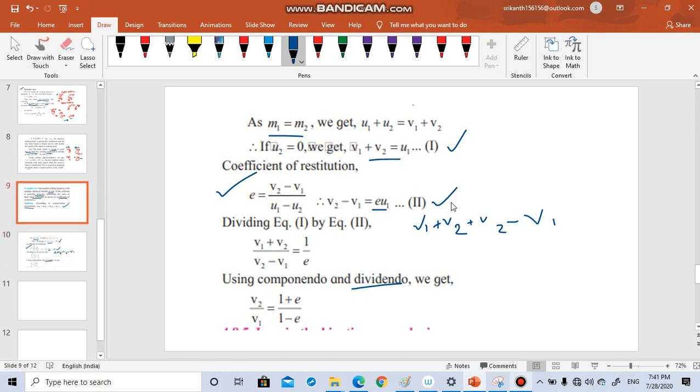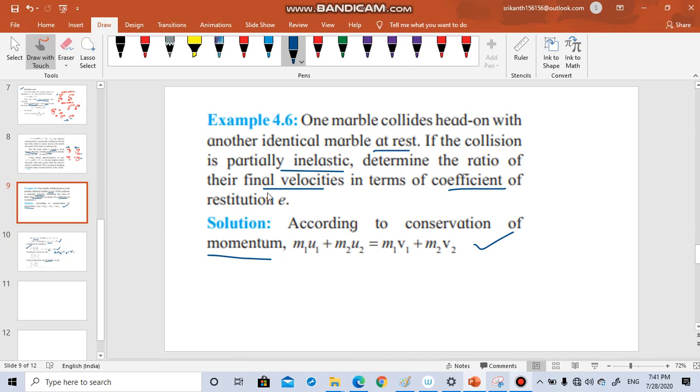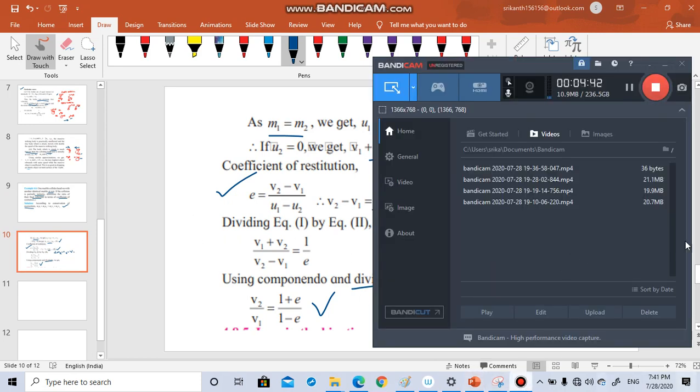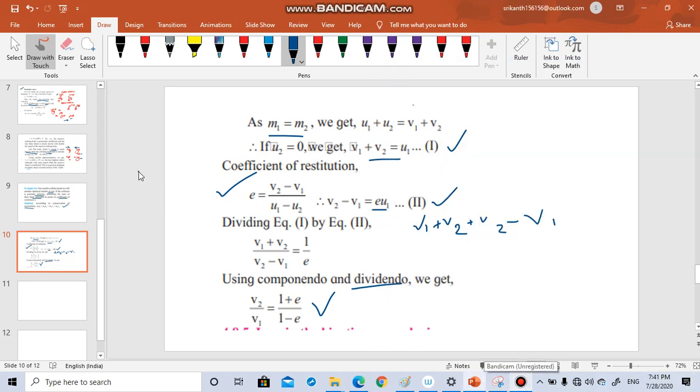This is what the question asks: determine the ratio of their final velocities. What is the final velocity of the second body? It is v2, and of the first body it is v1. So v2 by v1 is equal to this. This is the answer. Okay, just make a note of all these points. In the next lecture we will see some more points. So do the derivation at home, and for any doubts, come back to me.